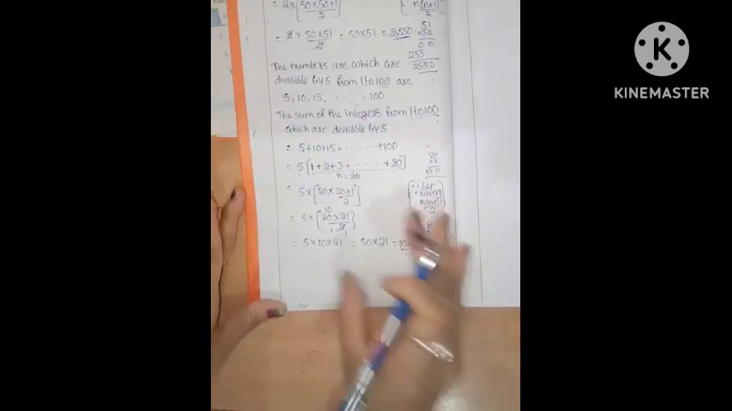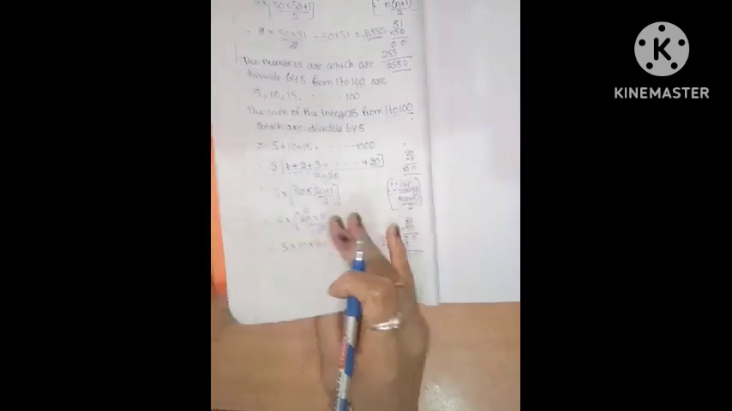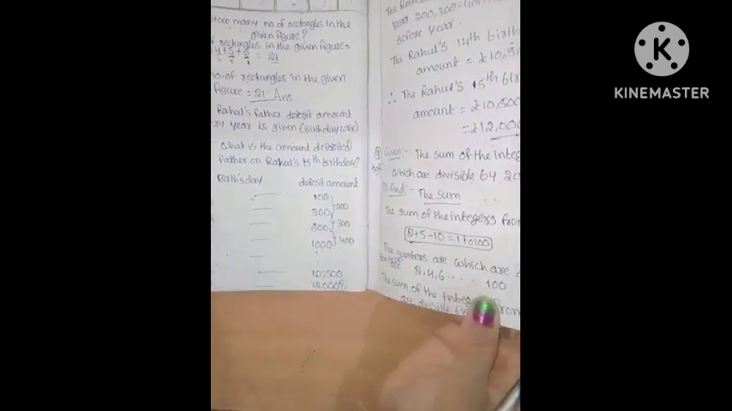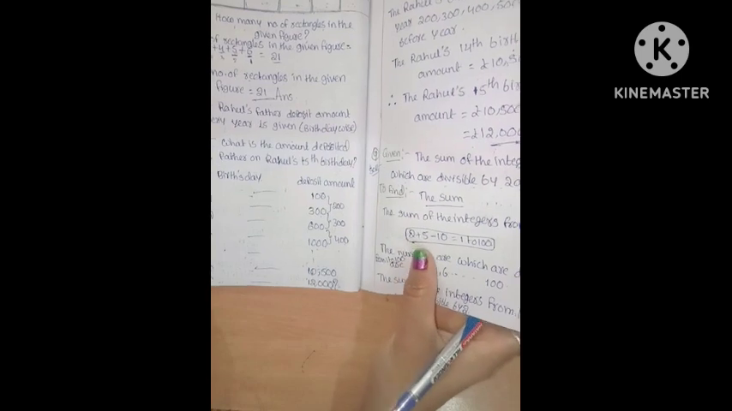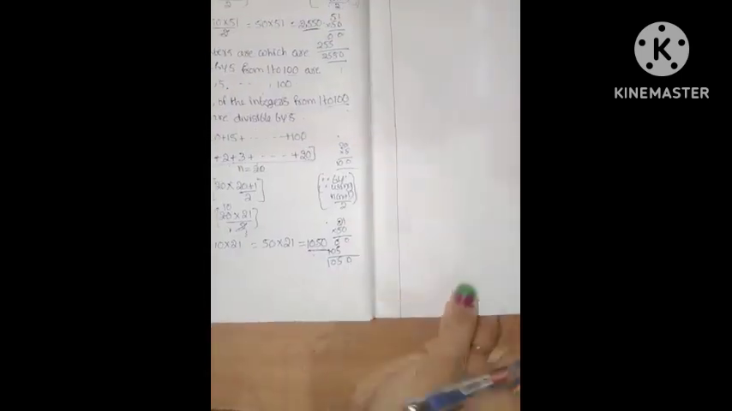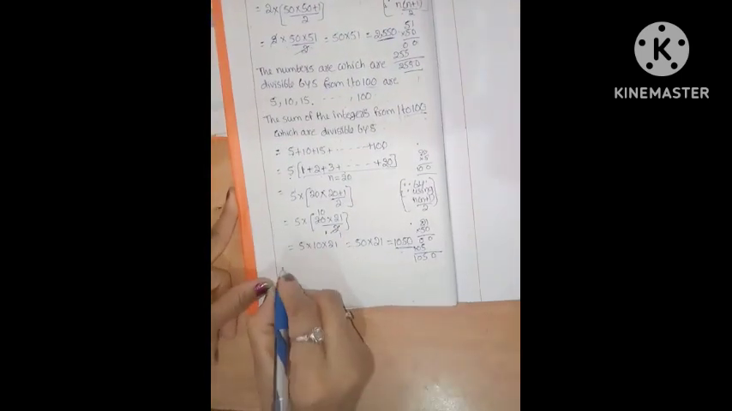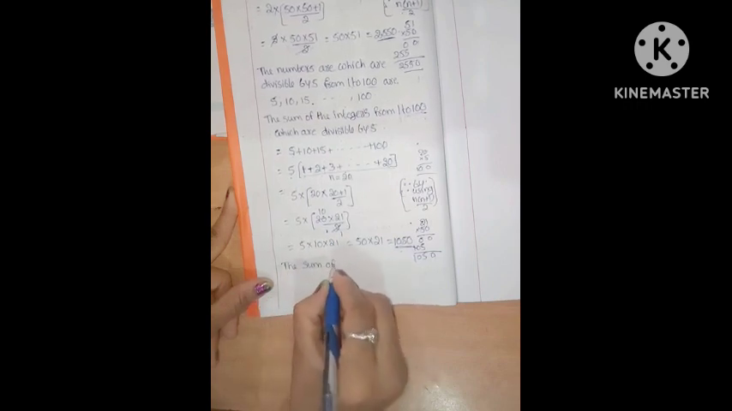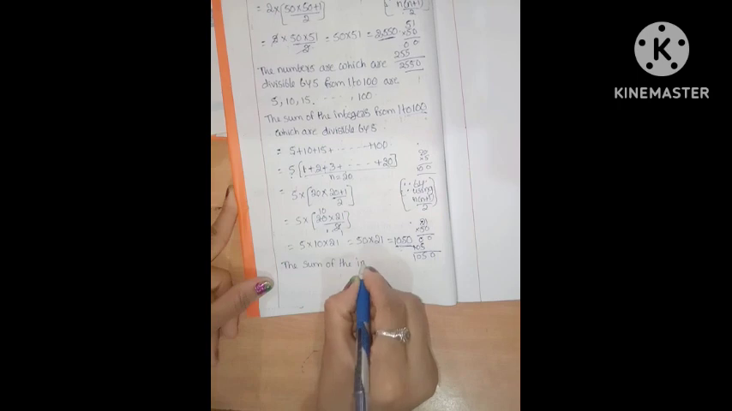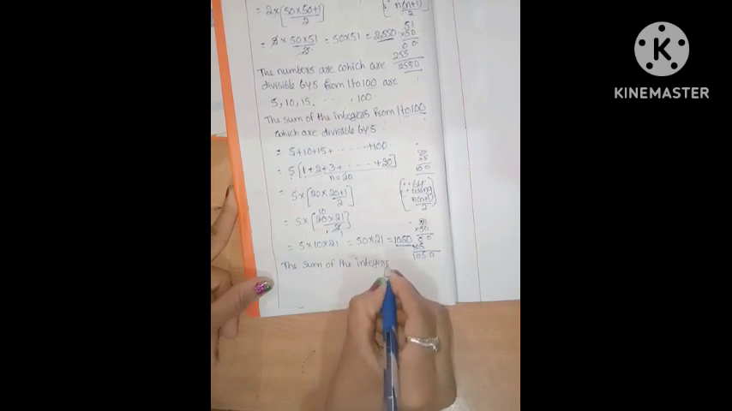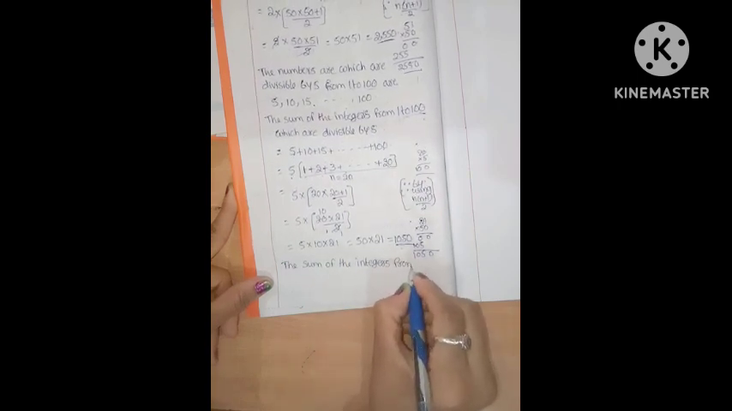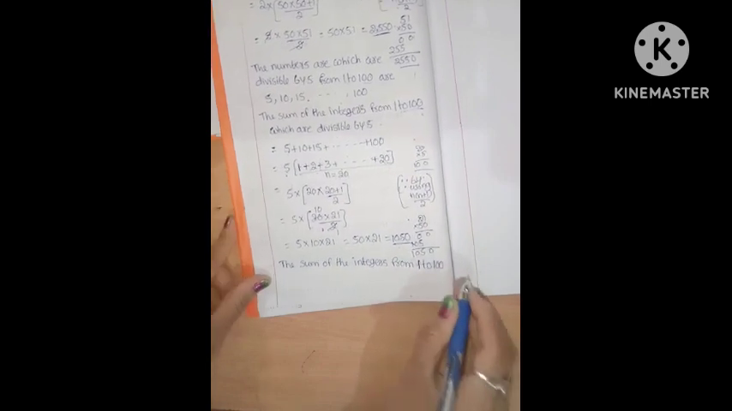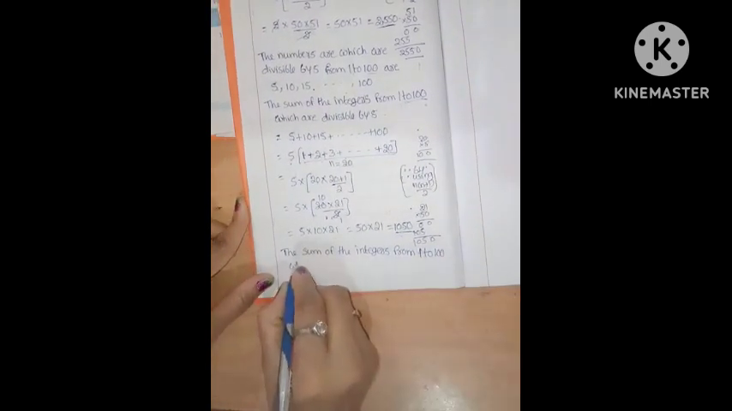Next step, 2 plus 5. So the sum of the integers. Next, the sum of the integers from 1 to 100, both only. The sum of the integers from 1 to 100 which are divisible.